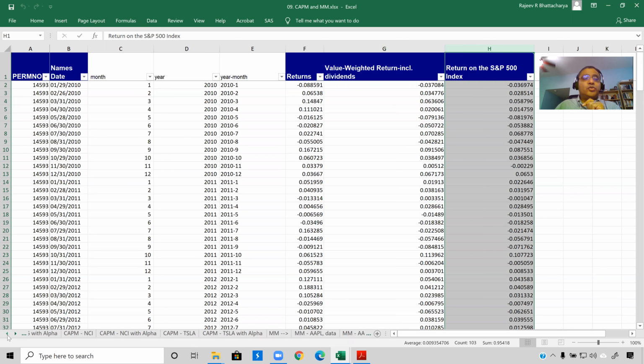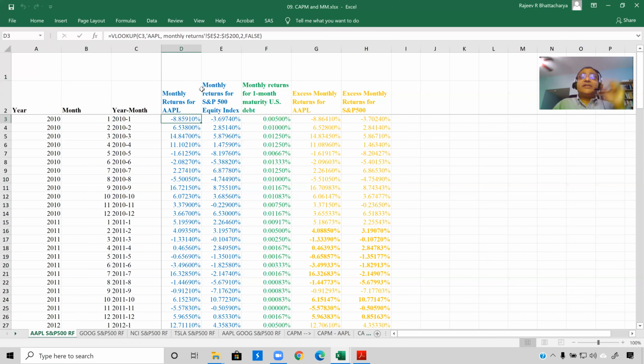So going back to where we looked at the AAPL S&P 500 data, this here gets you the monthly returns for Apple. This here is the monthly return for the S&P 500 index. If you wanted, for instance, to use the value weighted return for the entire market as a proxy for the market portfolio, then you would get the corresponding column from that particular data set. This is the monthly return for 1 month maturity US debt, which we get from that particular worksheet in the same merger, which is the VLOOKUP for Excel that we have done.